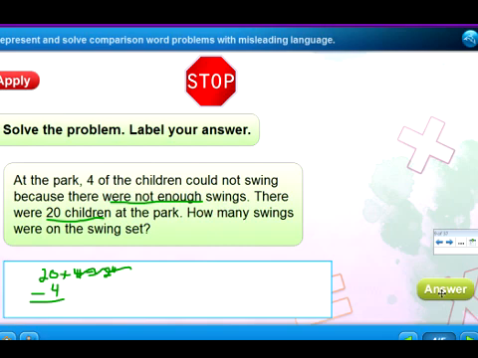Let's check our answer to see if we've got it right. Yes, there were only 16 swings. 4 children couldn't swing. They had to wait their turn. It's always good to wait your turn. Go on to the next problem.